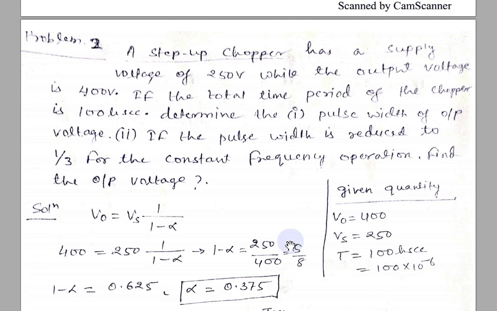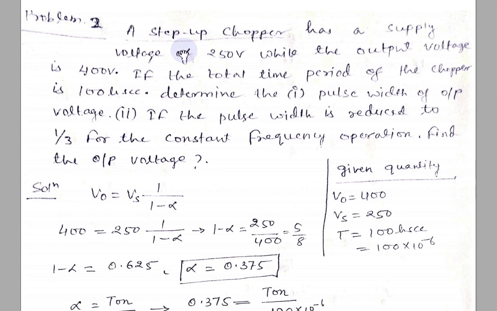Now problem 2. A step-up chopper has a supply voltage of 250 volt while the output voltage is 400 volt. If the total time period of the chopper is 100 microseconds, determine number 1, the pulse width of the output voltage. Number 2, if the pulse width is reduced to 1/3 for constant frequency operation, find the output voltage.